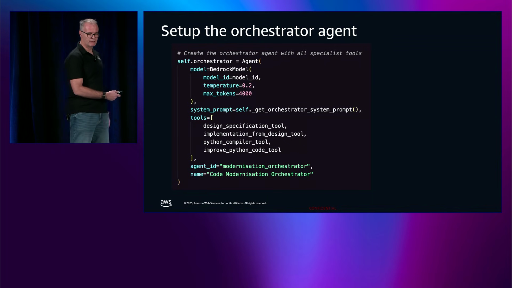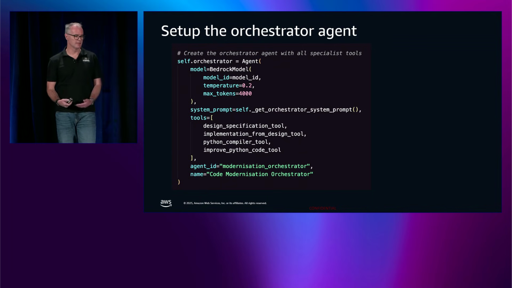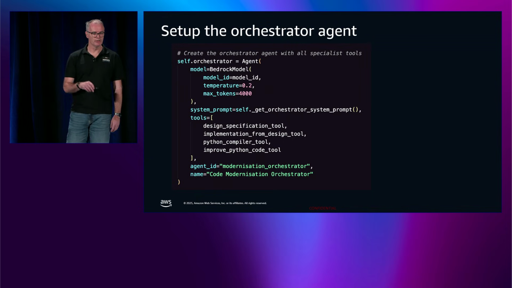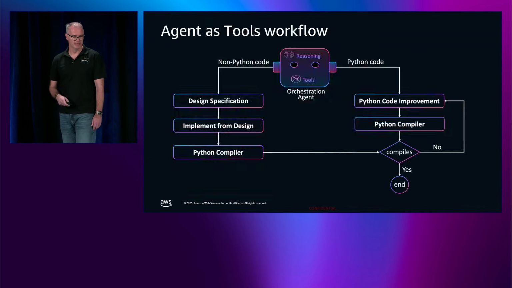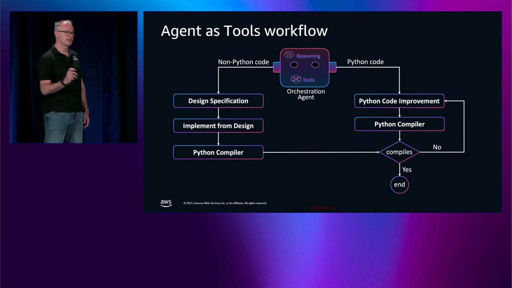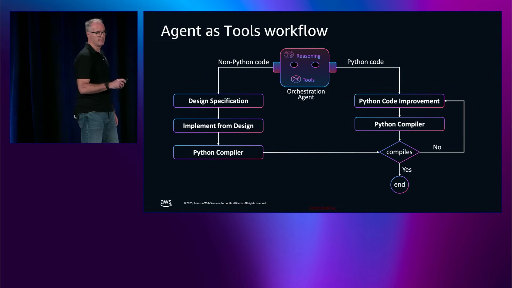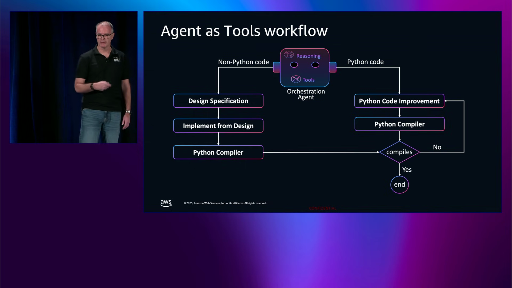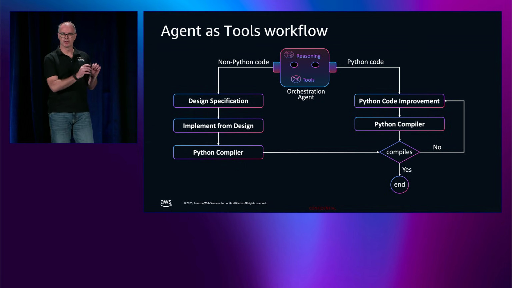We define the system prompt, and we also give the agent access to the tools. So we've got the design specification tool, the implementation design, all those tools we provide to it. But here we see a rough workflow. In one of the earlier demos, we used Step Functions and created a state machine. And the thing with the state machine is that it was carefully orchestrated to say this calls this task, then this task, then this task.